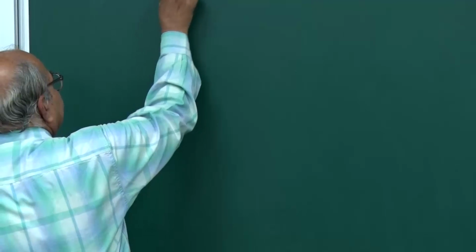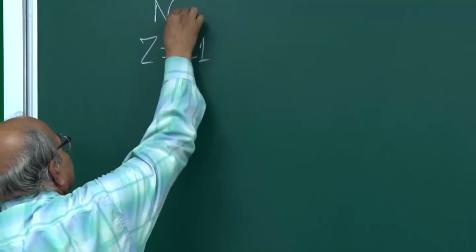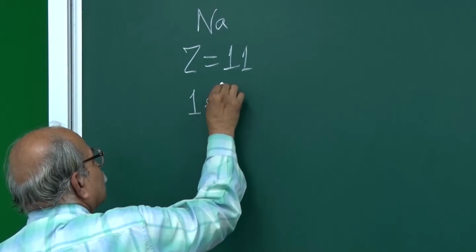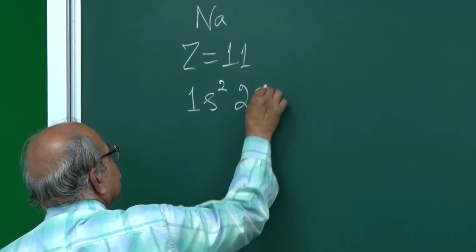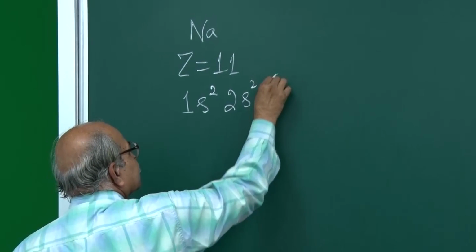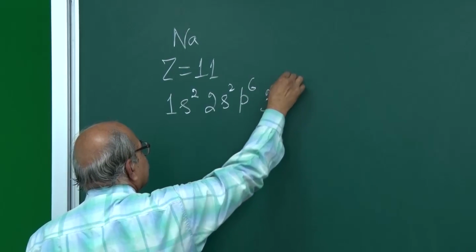So, in the previous lecture we discussed how, in a solid, the energy levels for electrons are grouped in different bands. If we again take the example of sodium, that is Z equal to 11, the configuration is 1s 2 electrons here, 2s 2 electrons here, 2p 6 electrons here, and 3s 1 electron here.